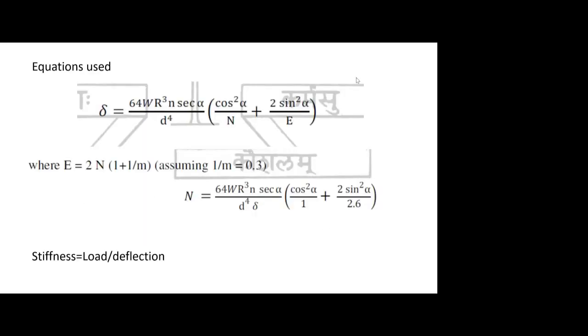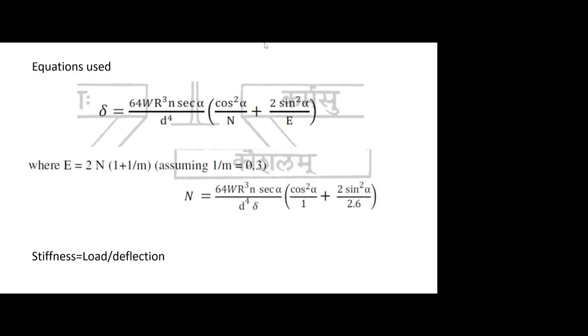Now, the equation that is used for calculating the deflection: this is combining the bending as well as the torsion. That is why we have the terms N and E. N is the modulus of rigidity and E is the modulus of elasticity. So the equation for finding the delta, this is a derived equation, is 64 W R cube n into cosecant alpha divided by d raised to 4 into [cos square alpha divided by N plus 2 sine square alpha divided by E]. That is the equation for finding the deflection, where W is the load that is applied.